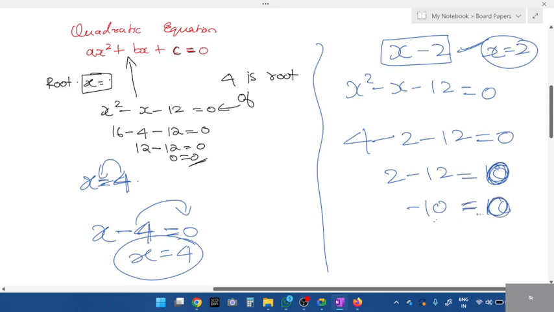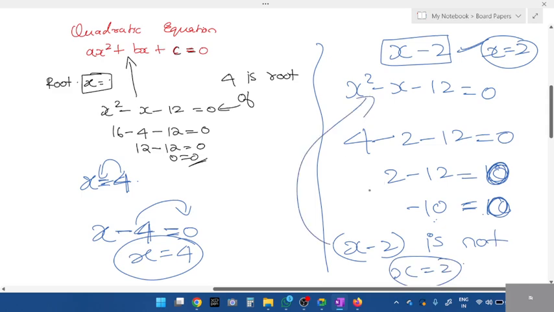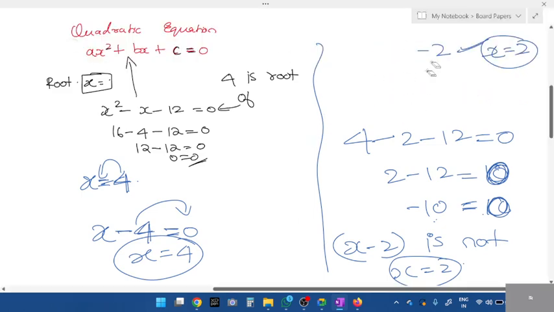Are the left hand side and right hand side equal? Therefore, x = 2 is not a root, students. 2 doesn't fit in this equation. That's the concept of root. Is this clear? Understood, all of you? Meaning of root? Okay, next.